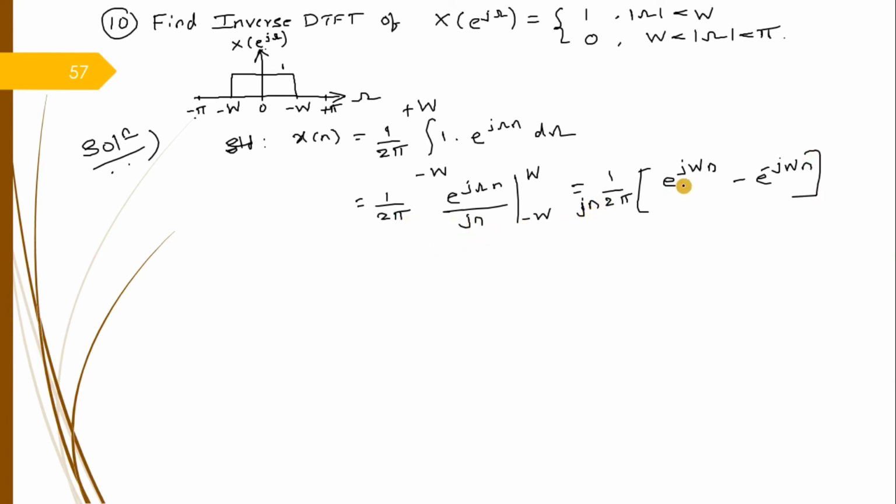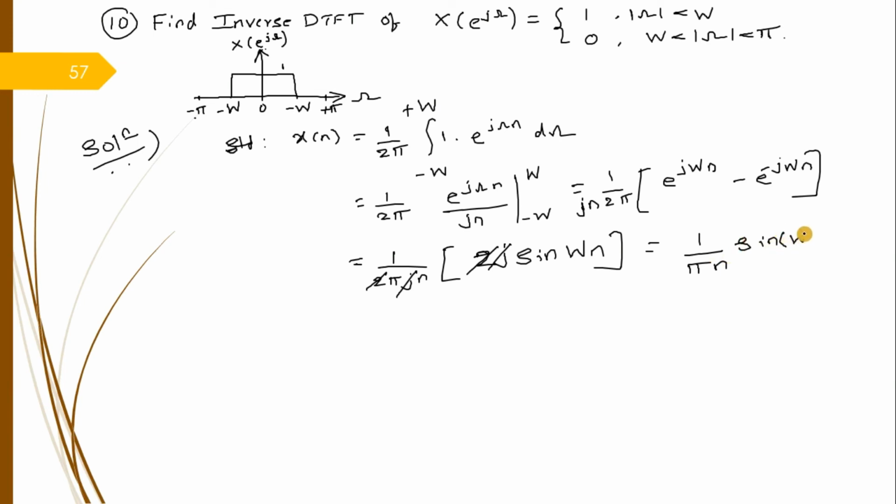So you know that this is like e raised to j theta minus e raised to minus j theta. So I can write it as 1 by 2 pi jn. This is by Euler's formula. I can write it as 2j sine, in place of theta I'm having wn, right? So this j and this j cancel, this 2 and this 2 cancel. So what is left is 1 by pi n sine wn. So this is your x of n.